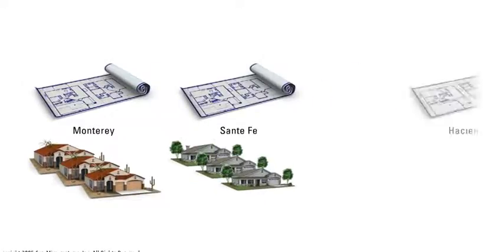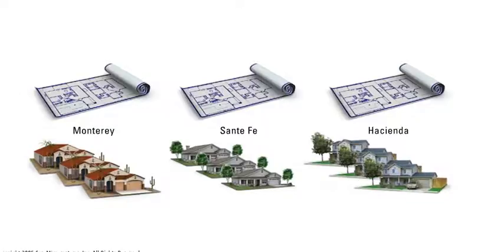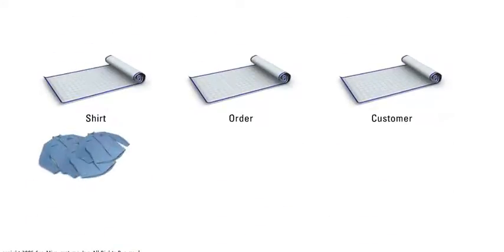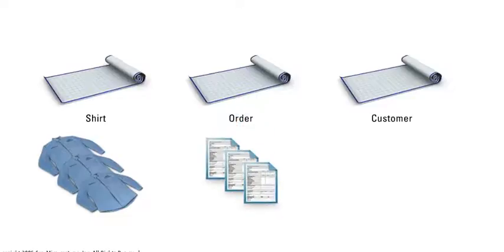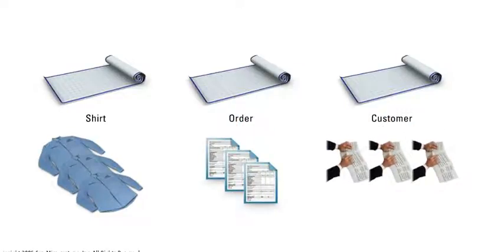Now if they want other houses in different styles, they'll have different blueprints for each of those house styles, for instance, Santa Fe and Hacienda. That's the same thing that we do with our objects. To be able to create objects, we have to first start with a blueprint. So to create shirt objects, we need a shirt blueprint. To create order objects, we need an order blueprint. And to create customer objects, we need a customer blueprint. Now those blueprints are called classes.